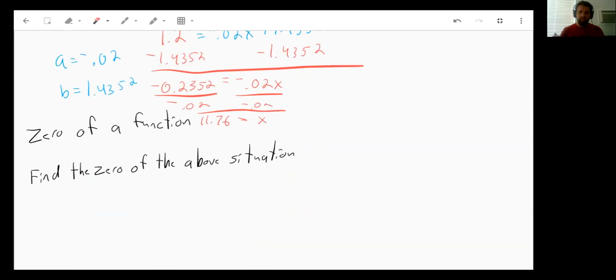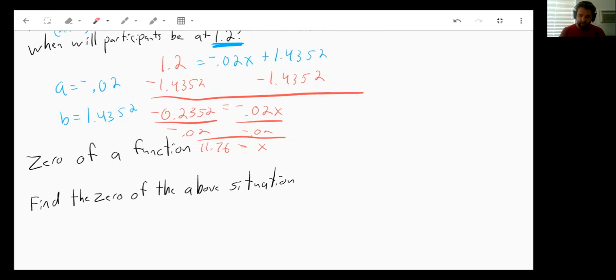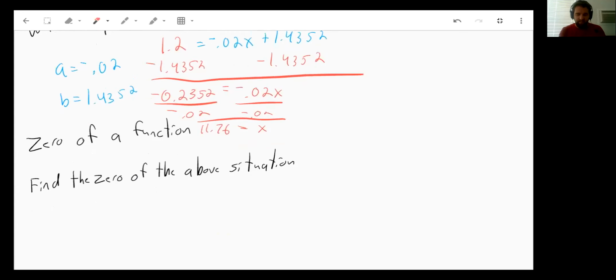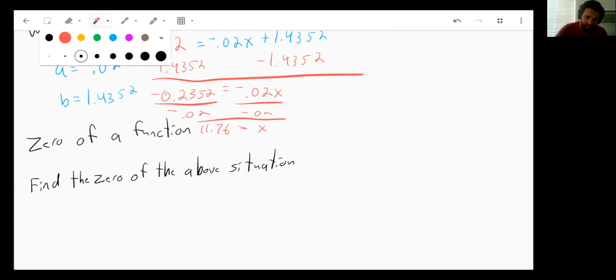Now, there's another thing called a zero of a function. The zero of a function is just finding the x-intercept, or wherever this graph comes down and has a value of 0 for y. Well, we can do that with this type of equation too, except now it's not going to be solving for 1.2, it's going to be solving for 0. So we can do it using the same math by hand.